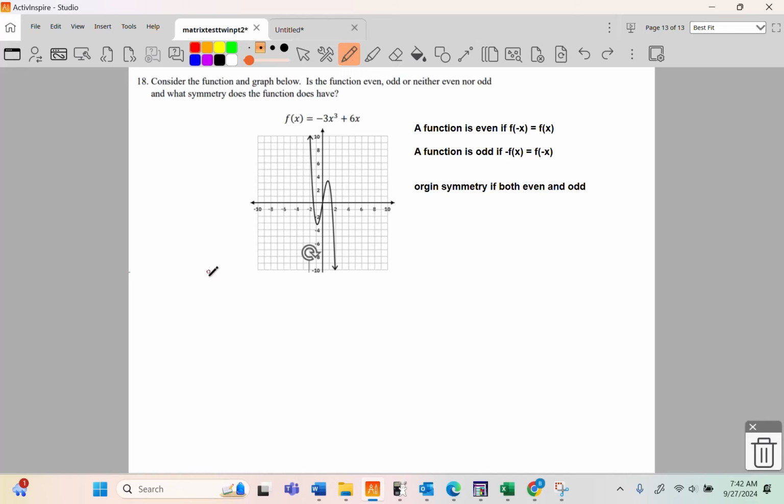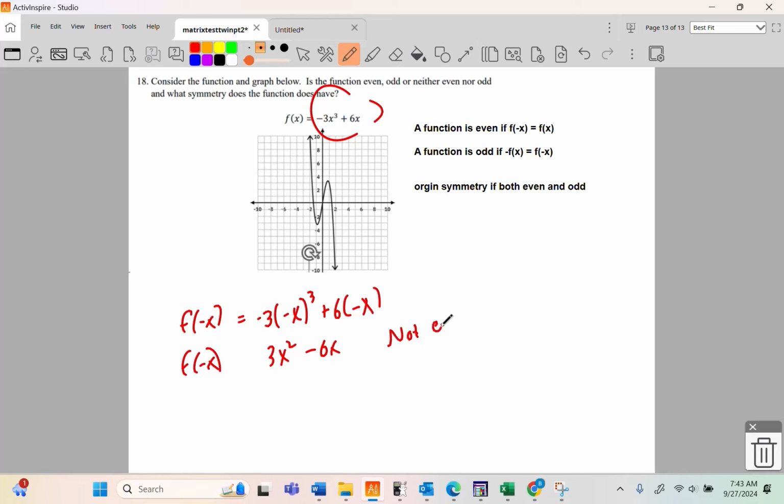Let's find f of negative x. F of negative x means let x be negative x. It's negative 3 times negative x that is cubed plus 6 times a negative x. If I cube a negative, I'm still negative. So negative times negative is positive. This is f of negative x. It does not equal the original function. It is not even. All right?